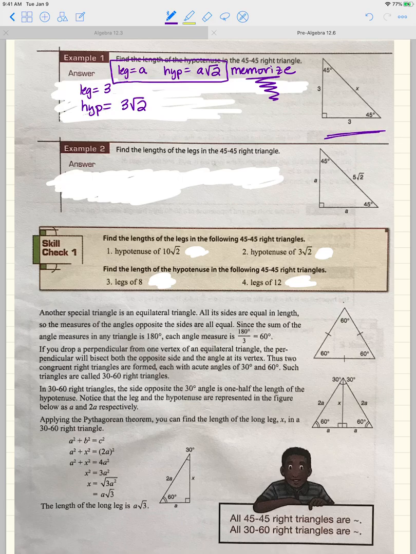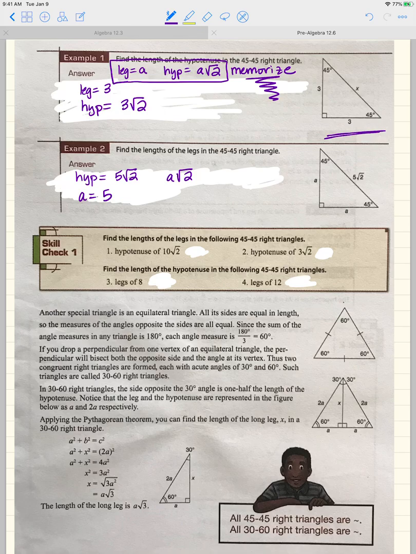Now, example number 2 says find the lengths of the legs in this 45-45 right triangle. So we're given that the hypotenuse is 5 root 2, okay? In a 45-45 right triangle, the length of the hypotenuse is always A root 2, right? So what is A? A is 5. So the length of the leg in this triangle is 5. It's that simple. I didn't have to do anything else. I just recognize this relationship and I know that the length of the leg is A.